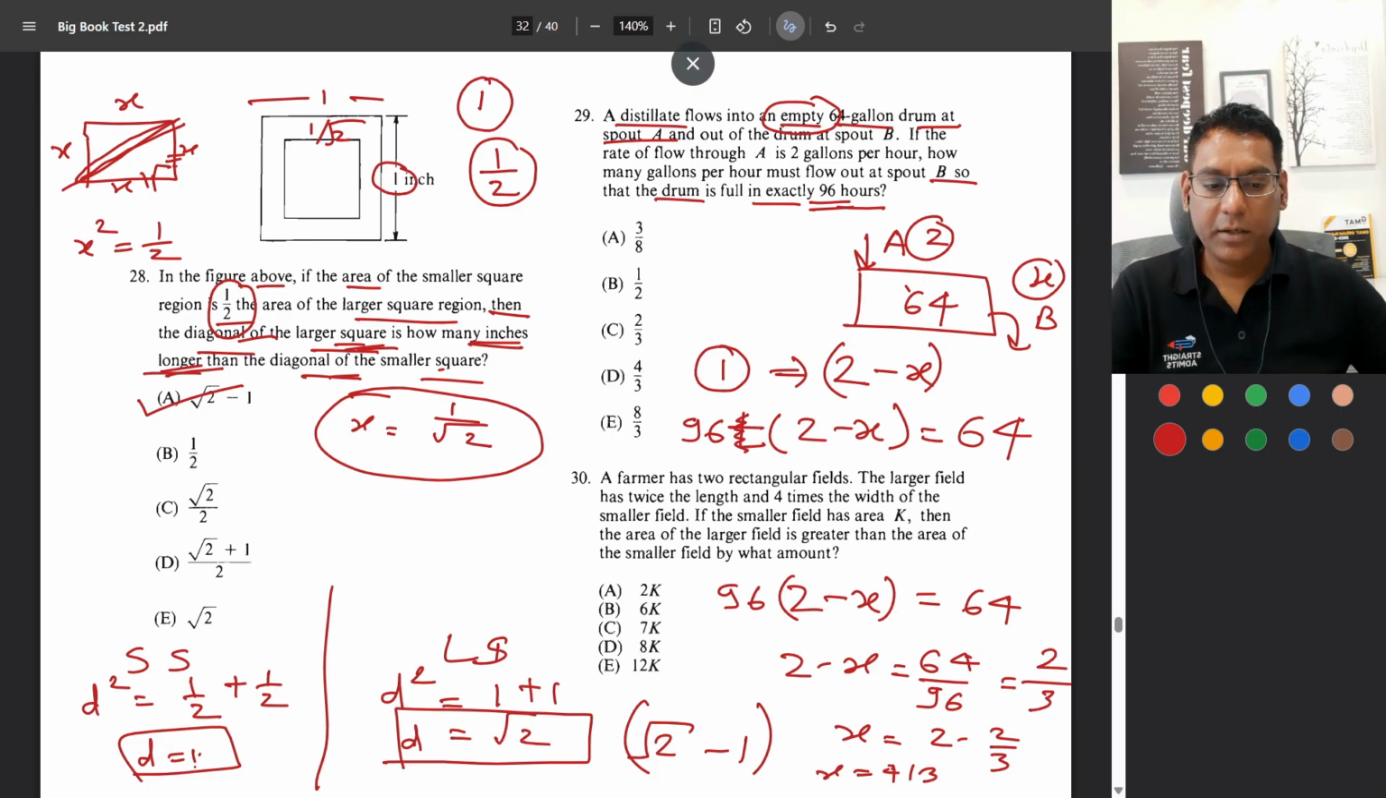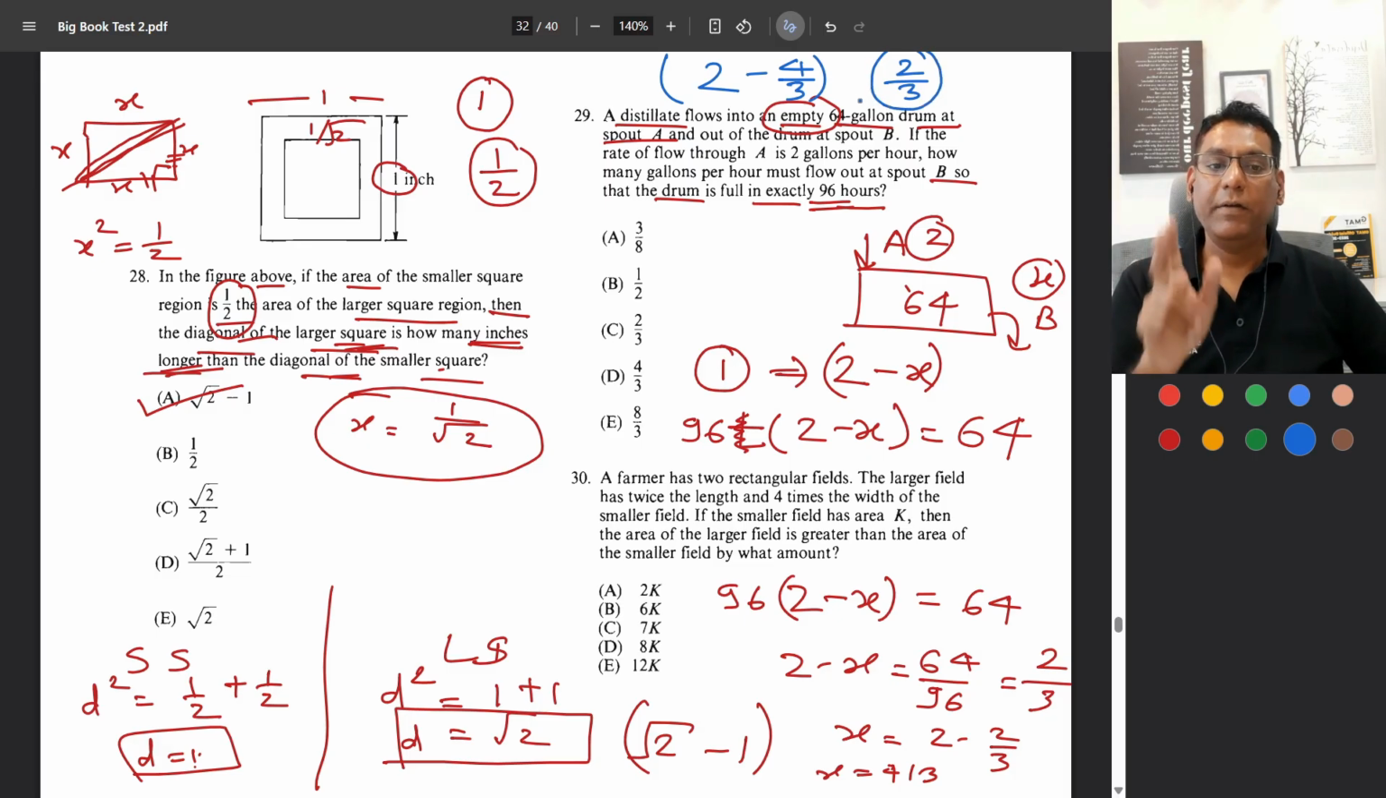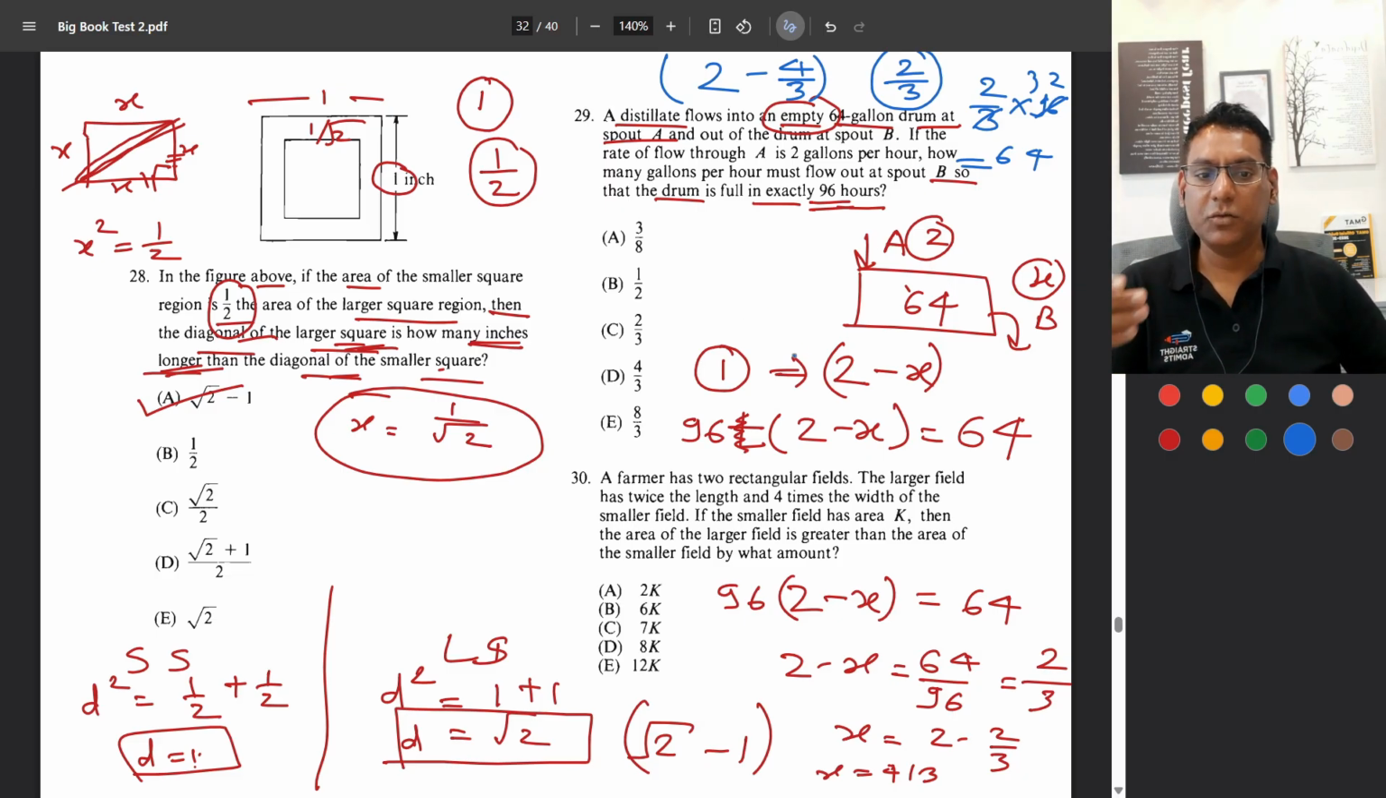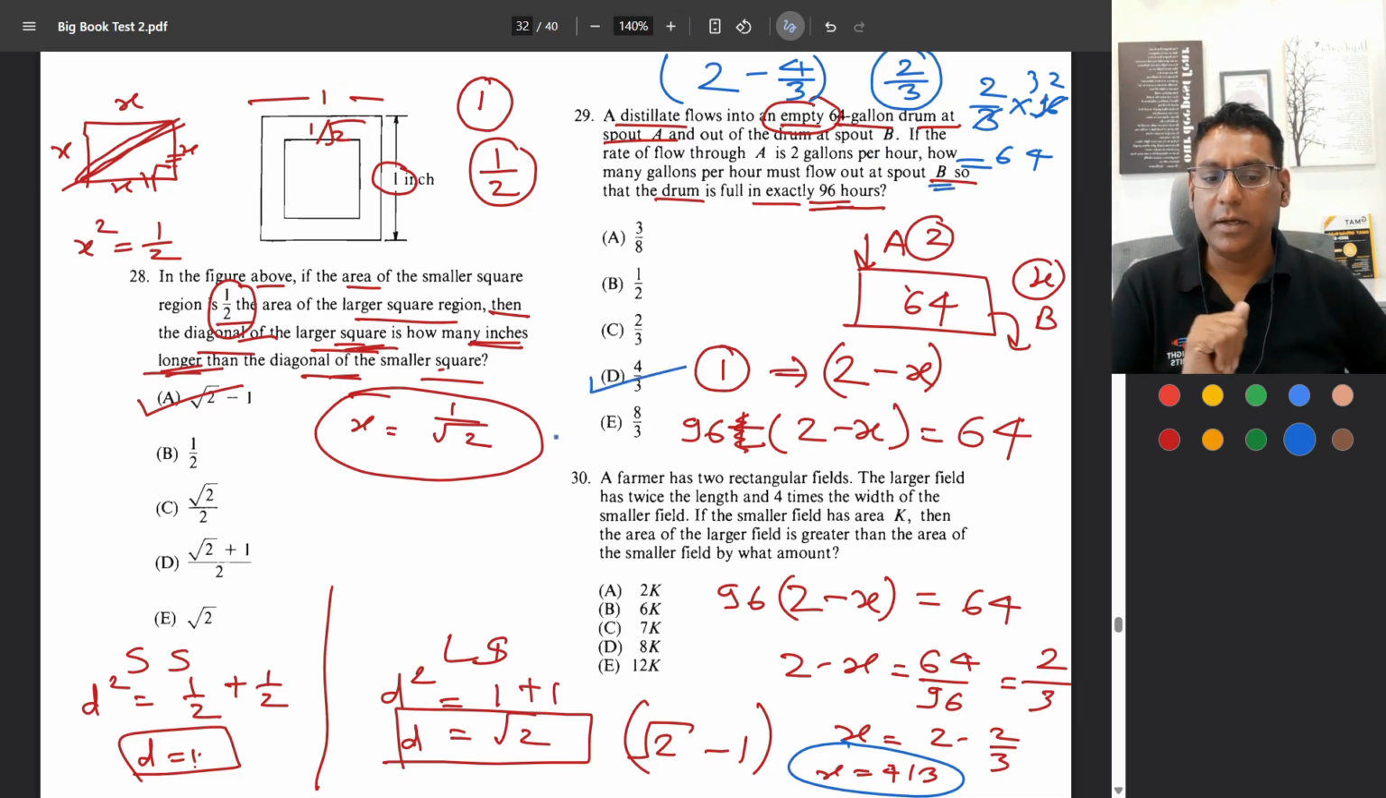Okay, let's do it just to verify. 2 gallons is coming in, 4 by 3 is getting out, so that means 6 by 3 minus 4 by 3, 2 by 3 is the total. At the end of every hour, 2 by 3 gallons is getting added. This happens for 96 hours. What is the total? 32 to the 64. Correct. So I'm getting the same number. Okay, so the answer has to be 4 by 3. 4 by 3 is the outflow from B. 4 by 3 is answer B.